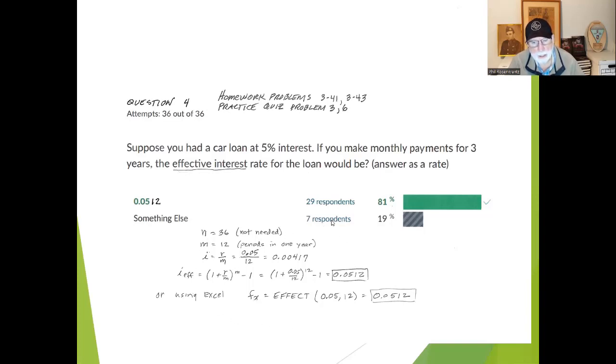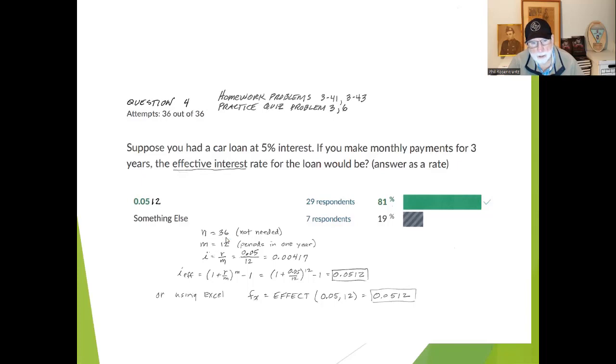Before I go over that, let me point out that for this question, calculating an effective interest rate, you had 2 homework problems where you had to do that, and 2 problems on the practice quiz where you had to do that. So this should not have been strange to anybody. But let me tell you what I think happened. We have a 3-year loan, but that doesn't affect the calculation of the effective interest rate. It is an annual interest rate based on how many compounding periods are in the year, so it's the effect of compounding.